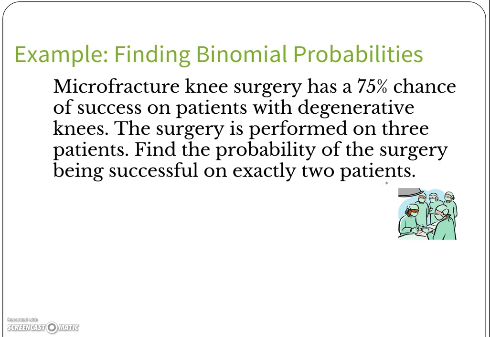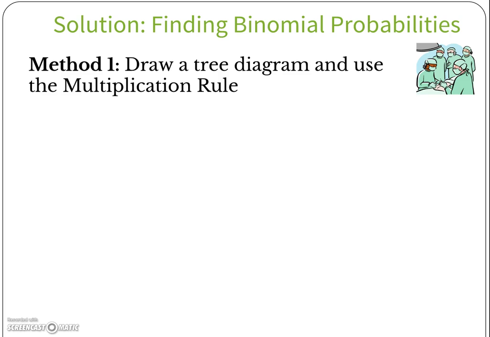So here's an example. The microfracture knee surgery has a 75% chance of success on patients with degenerative knees. The surgery is performed on 3 patients, and we're going to find the probability of the surgery being successful on exactly 2 patients. Method 1 is we're going to draw a tree diagram and use the multiplication rule.